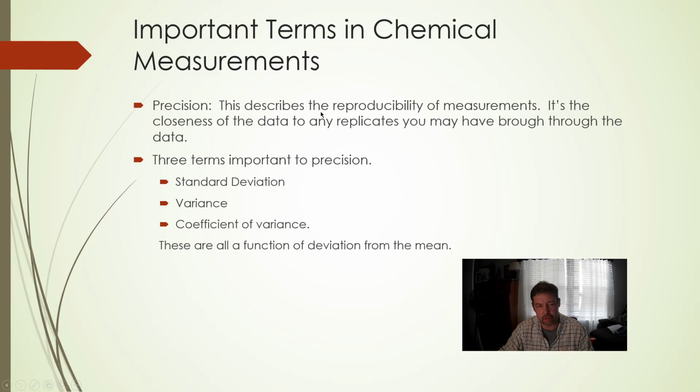Important terms in chemical measurements. Precision. Precision describes the reproducibility of the measurements. It's the closeness of the data to any replicates that you may have brought through the analysis. Terms used to define precision are things like standard deviation, variance, and coefficient of variance. We'll touch on what each one of them means in the three videos I'm going to make on this subject. These are all a function of deviation from the mean.